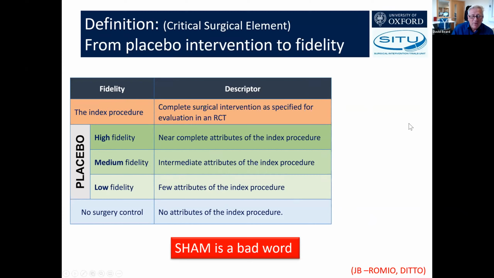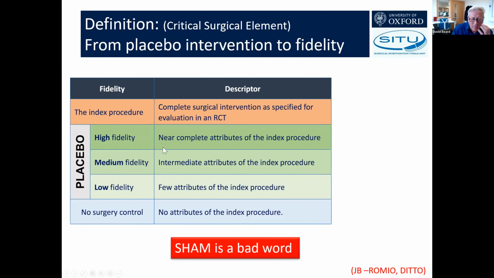So just thinking about the placebo intervention, what part of it is the thing that's doing the doing, the active ingredient? What part of it do we need to take away to show that that works? And that seems simple in the first place. People use sham, where it's a complete pretend, but we don't like that word anymore because patients don't like it and it sounds wrong. We've moved to talking about levels of fidelity.